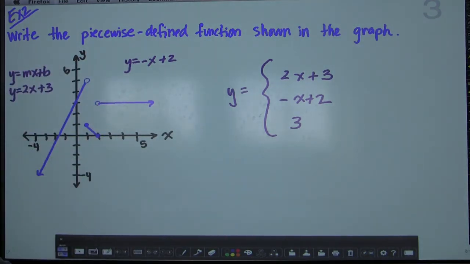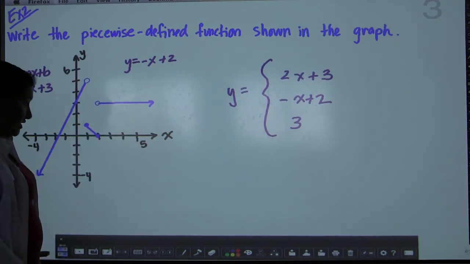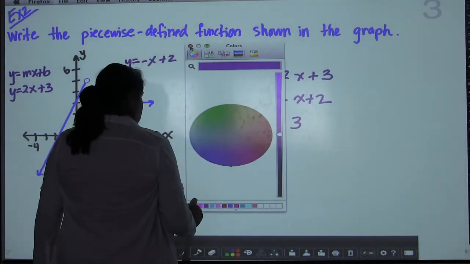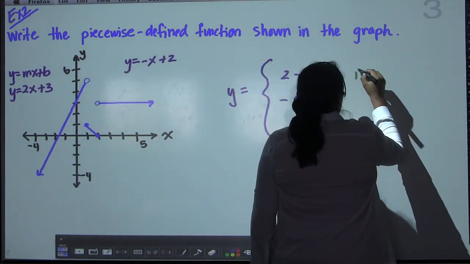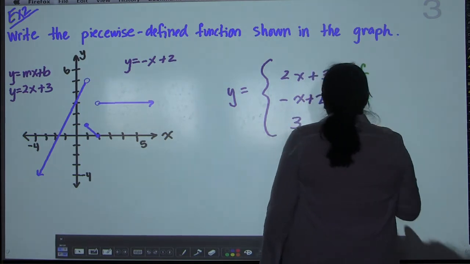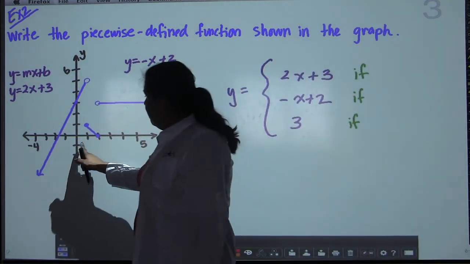All right, so that's pretty much done. The hard part is done, finding the equations. And now all you have to do is write the conditions. Okay, so for the conditions, you saw how they were in the last example. We're going to put if, and if.